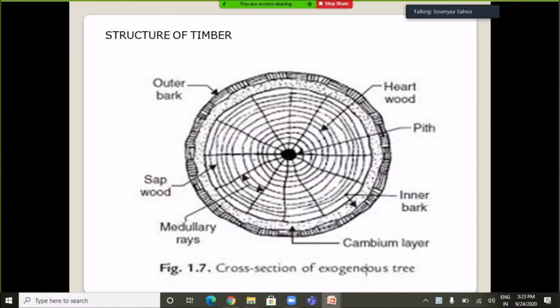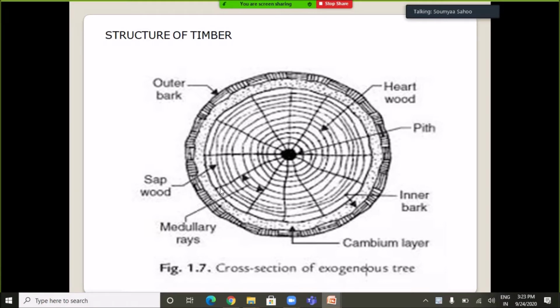Next, we shall discuss the structure of timber. Students, I have shared a slide showing the cross-section of an exogenous tree. This is the innermost part of timber and this is known as pith. The layer surrounding the pith is known as heartwood, and the layer surrounding the heartwood is known as sapwood.